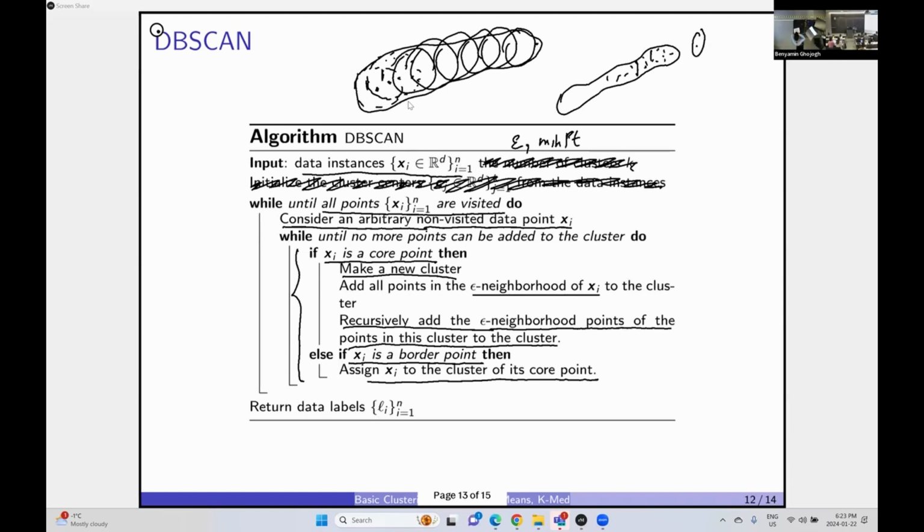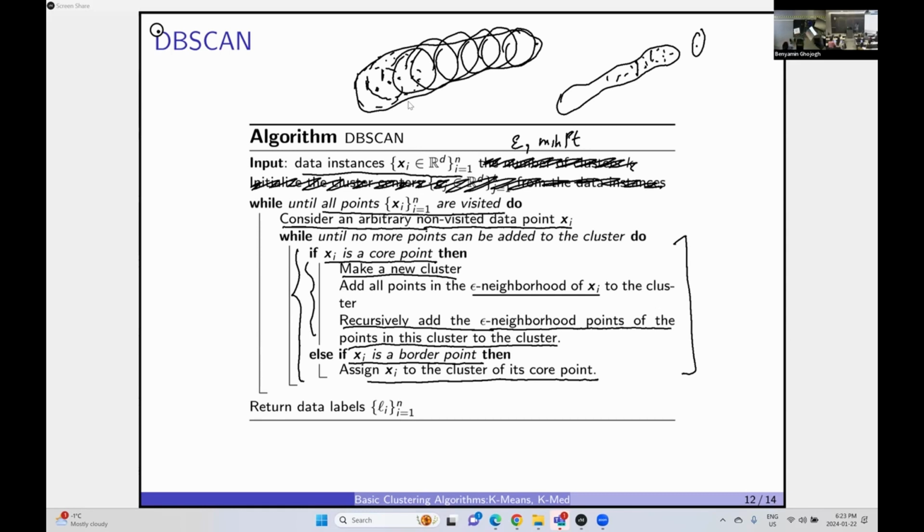Do we need the else if xi is a border point? Wouldn't every border point be assigned in the recursive step after the core point? Yes, but the reason that I have said it is because this is the if for core point. I understand what you're saying. But if you understand the algorithm, you can implement it however you want. The algorithm is this. It's a recursive algorithm. Forget the pseudo code that I wrote here. Just listen to the algorithm.